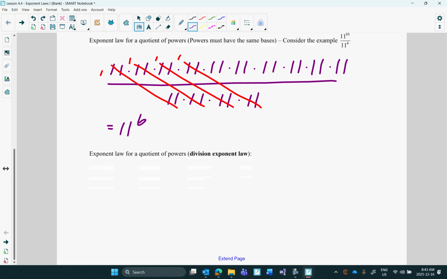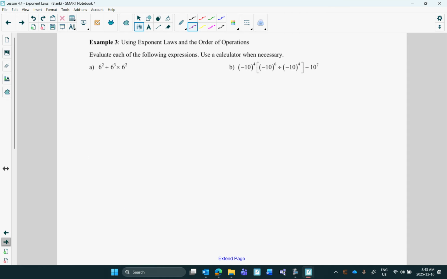So the exponent law, called the division exponent law: if I have a power with a base some number x raised to some number m, and I divide by a power that has the same base and some exponent n, that's the same as one power with base x, and then I just subtract the exponents. That's it. That's all.